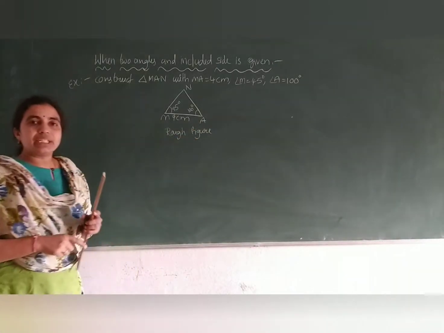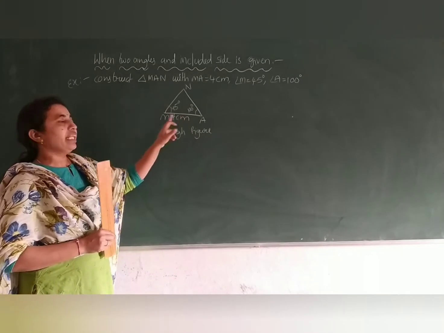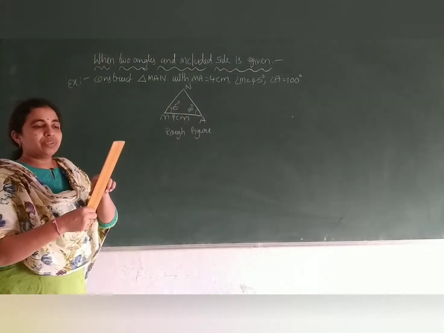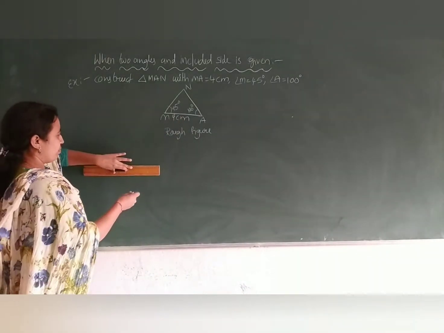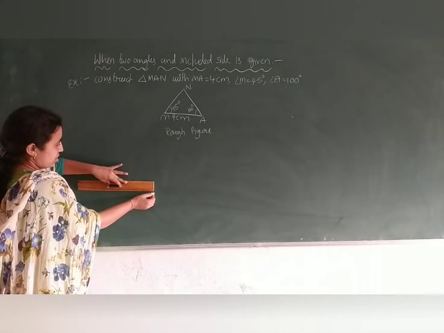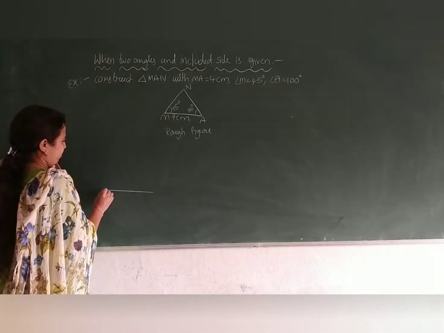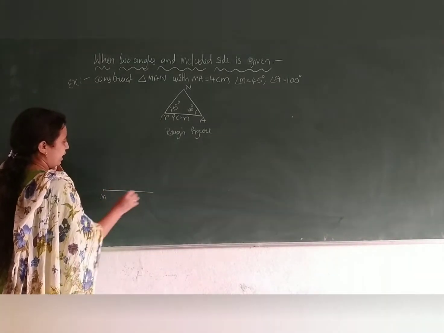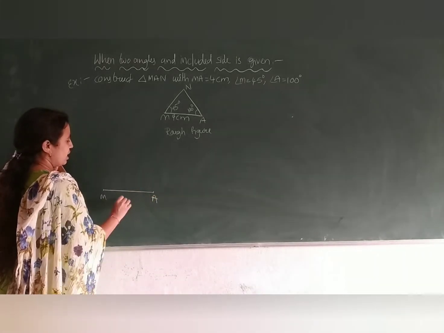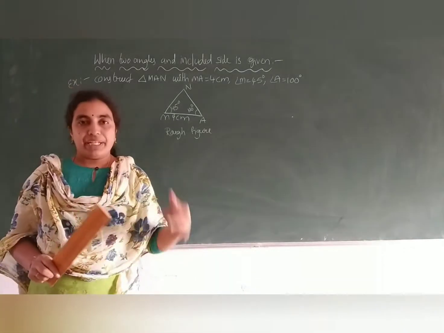Now go for actual construction. Now what is given here? We have a base MA of length 4 cm. So, using a scale, draw 4 cm. And name it M, A, and write it as 4 cm. So, first we have drawn the base.